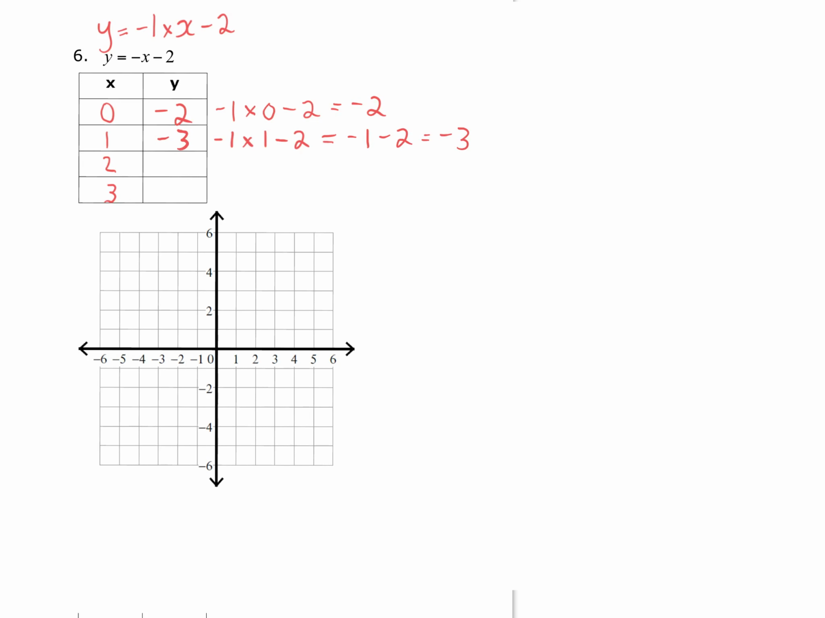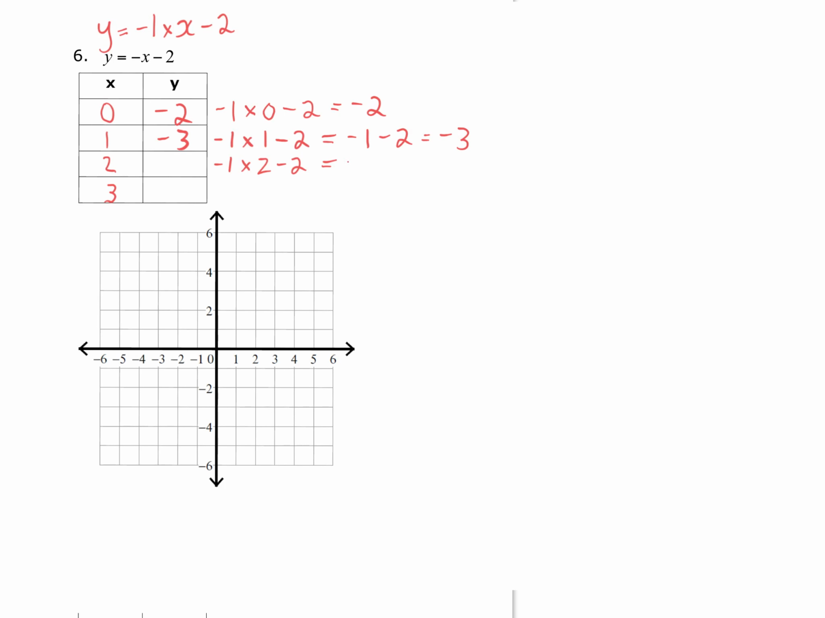One more here. I've got x equals 2, so I'm going to have negative 1 times 2 minus 2. And let's see what we get. Negative 1 times 2 minus 2. So we're going to get negative 1 times 2 is negative 2, minus 2 is negative 4.